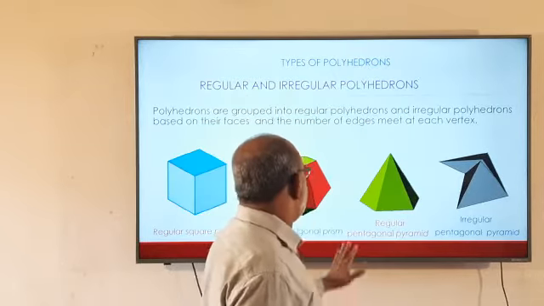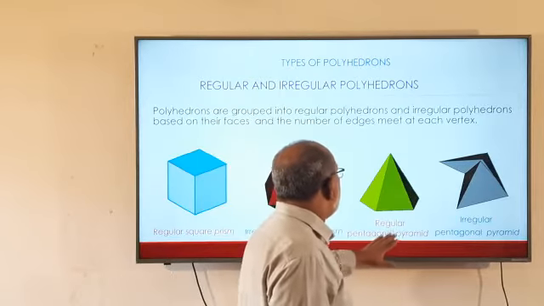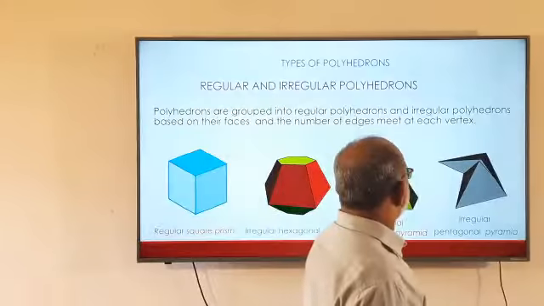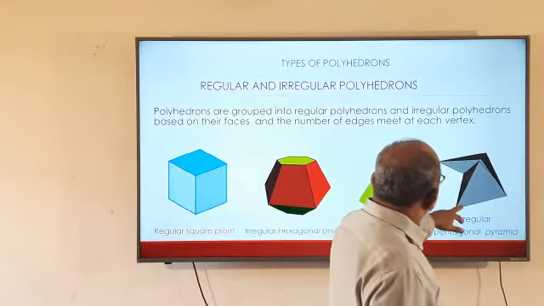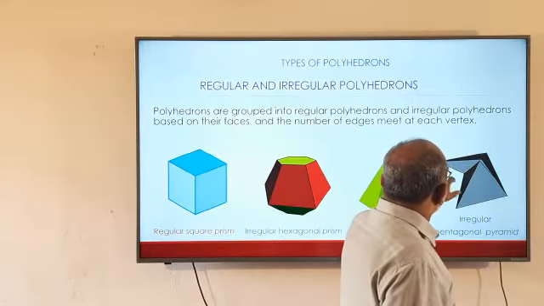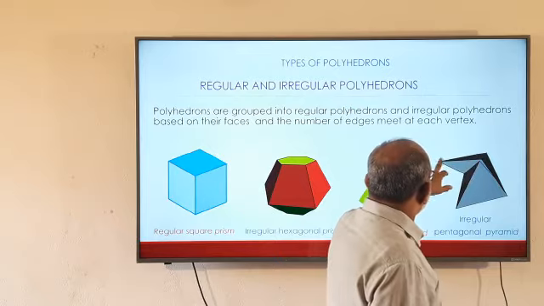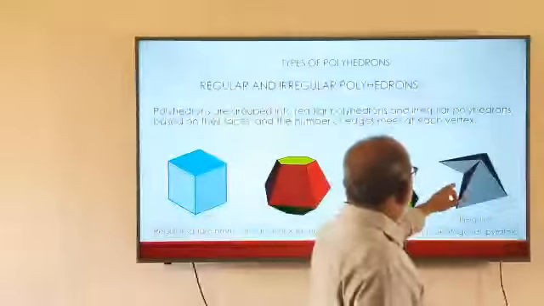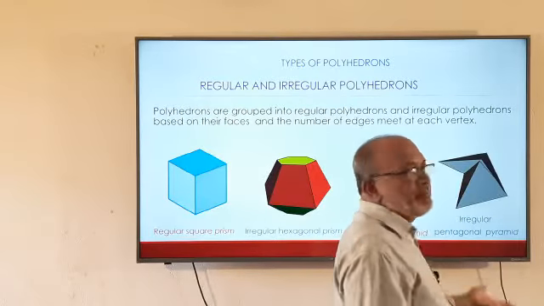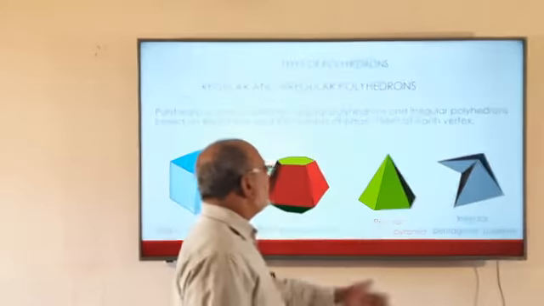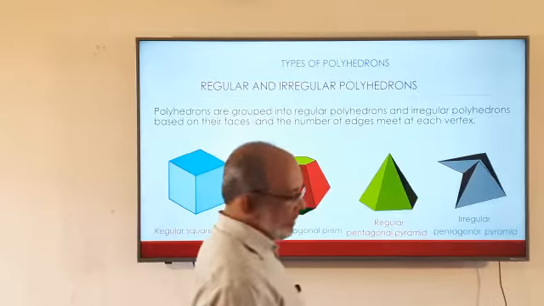For this reason, we can say it is not a regular pentagonal pyramid. Here it is an irregular pentagon. Why? The reason is that you see the length of this. This length is equal to this, but this is not equal. So sides are not equal, and the angle made inside here is bigger than the others. For this reason, this is not a regular pentagonal pyramid.